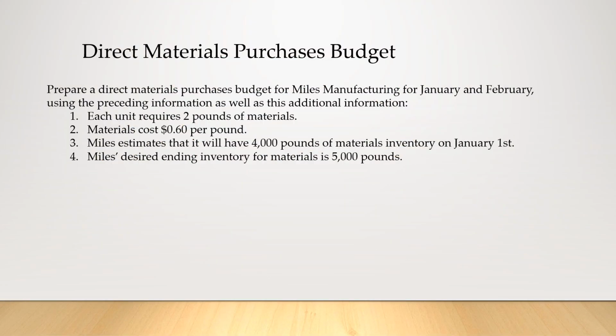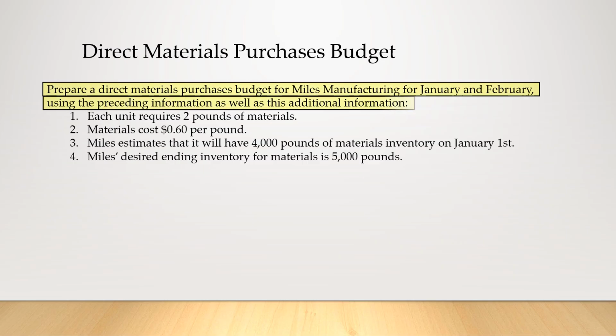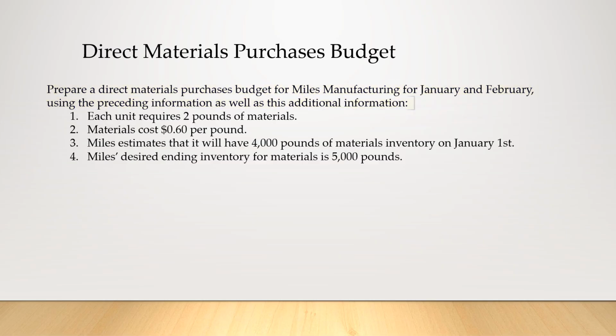On the same page in its bottom half, we'll now build a purchases budget. Prepare a direct materials purchases budget for Miles Manufacturing for January and February using the preceding information as well as this additional information. Each unit requires 2 pounds of materials. Materials cost is 60 cents per pound. Miles estimates that it will have 4,000 pounds of materials inventory on January 1st. And Miles' desired ending inventory for materials is 5,000 pounds.